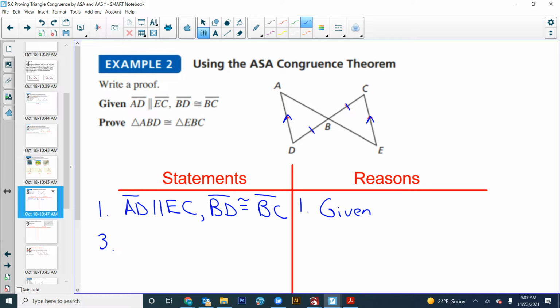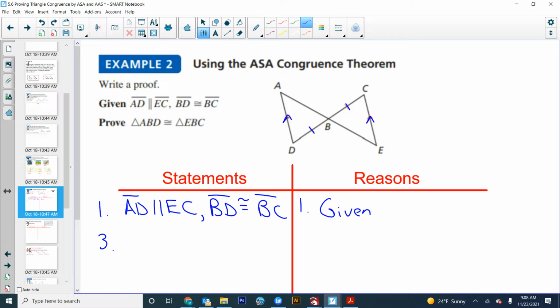Who's brave enough? Nope. Christiana, you got this? AE and DC. A what? C. Angle A and angle C? No, AE and DC. Those are segments. What are congruent by alternate interior angles?